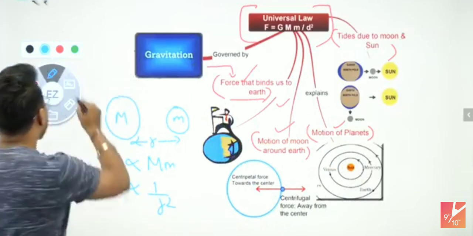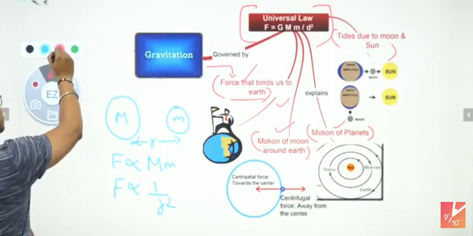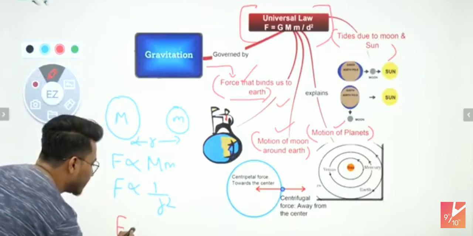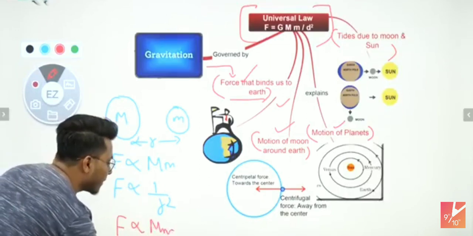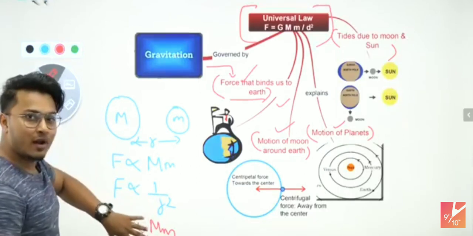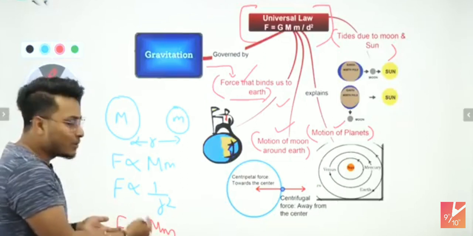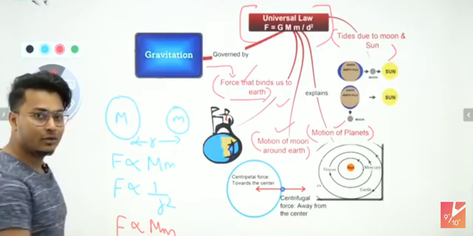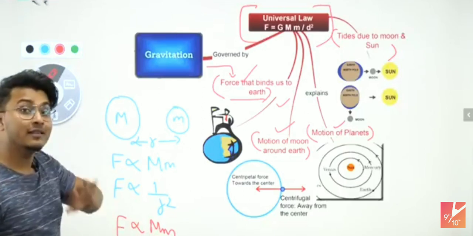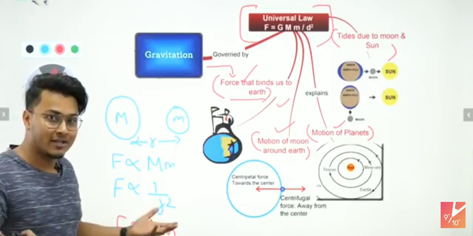Simple. And when you combine this together, you will get F is proportional to capital M small m by r square. Now I need an equation. I don't need proportionality here. So what will I do? I will remove the proportionality symbol and put a constant there, and that constant will be called the proportionality constant, isn't it? We all know that.